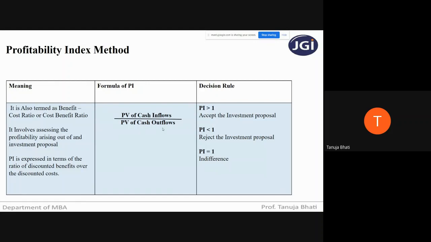I just have explained that concept in my previous slide. So I'm asking you all that suppose if 50,000, discounting. You use the discount rate and you bring it down to the present value. So that discounted, that is the present value of cash inflows, you have to divide it by present value of cash outflows. Now, is the profitability index method clear to everyone?